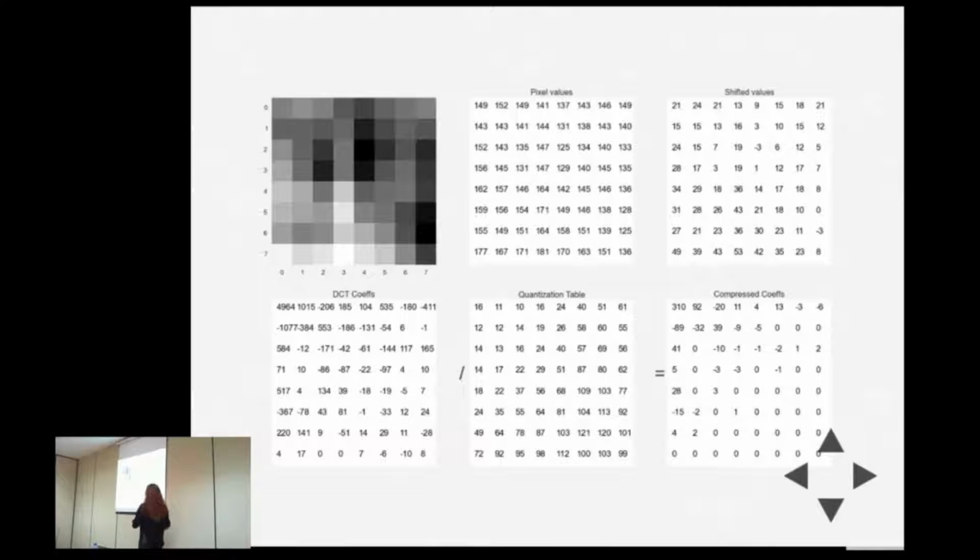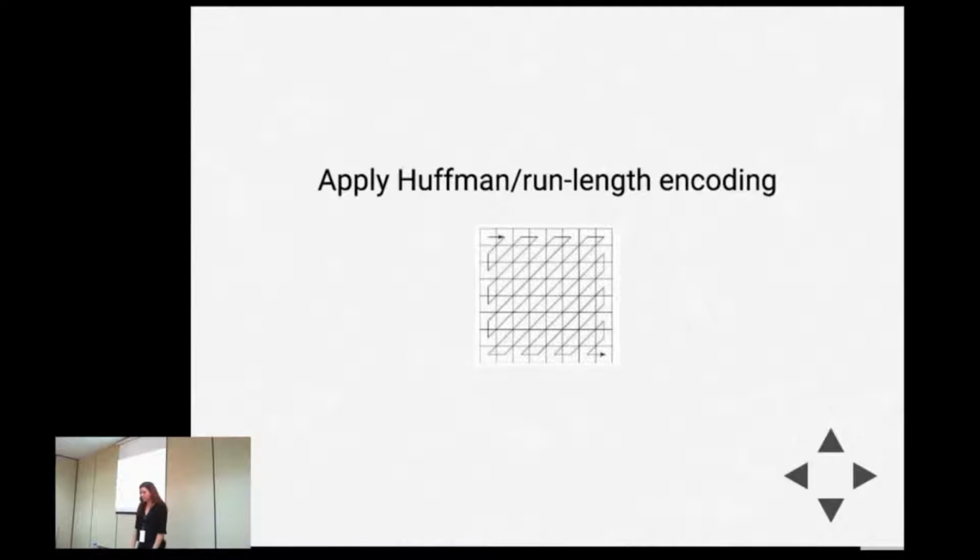Let me quickly go over the steps that I've been over so far. We have our original image. We get the pixel values for the image. We shift them to be about 0. We run them through the DCT so we get the weightings of what the patterns are like. Then we divide it by a number that we've chosen in the quantization table to reduce the DCT coefficients. So we get a lot of zeros. And then we're going to apply Huffman or run length encoding.